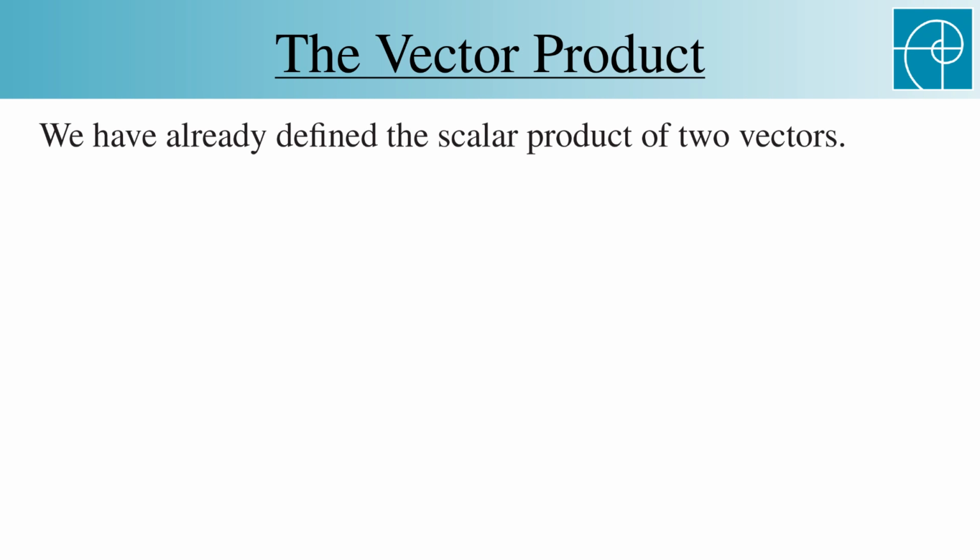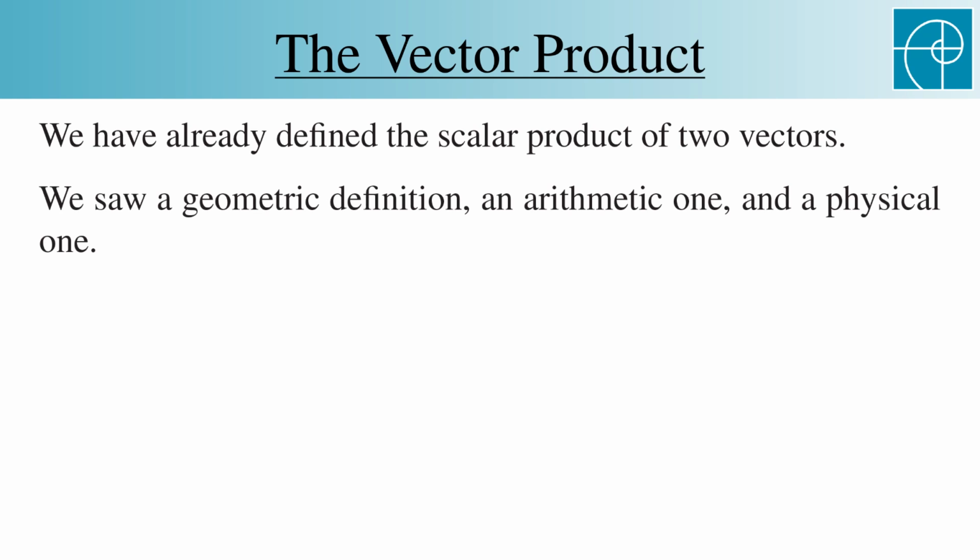We've already seen one way to define multiplication of two vectors, namely the scalar product, also called the dot product. In fact, we saw three equivalent ways to define it, one geometric, arising from the law of cosines, one arithmetic, and one physical. In this video, we'll explore another way to multiply two vectors.